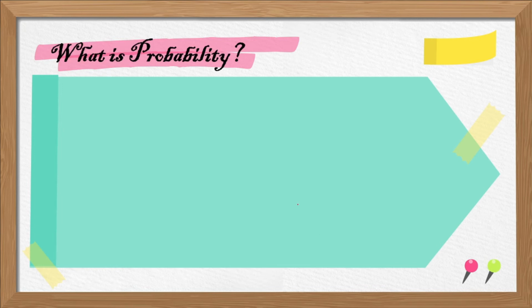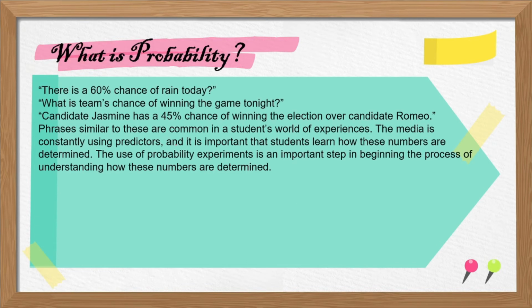Now, what is probability? Have you ever heard these phrases? There is a 60% chance of rain today. What is Tim's chance of winning the game tonight? Candidate Jasmine has a 45% chance of winning the election over candidate Romeo. Surprises similar to these are common in a student's world of experiences. The media is constantly using predictors, and it is important that students learn how these numbers are determined. The use of probability experiments is an important step in beginning the process of understanding how these numbers are determined.